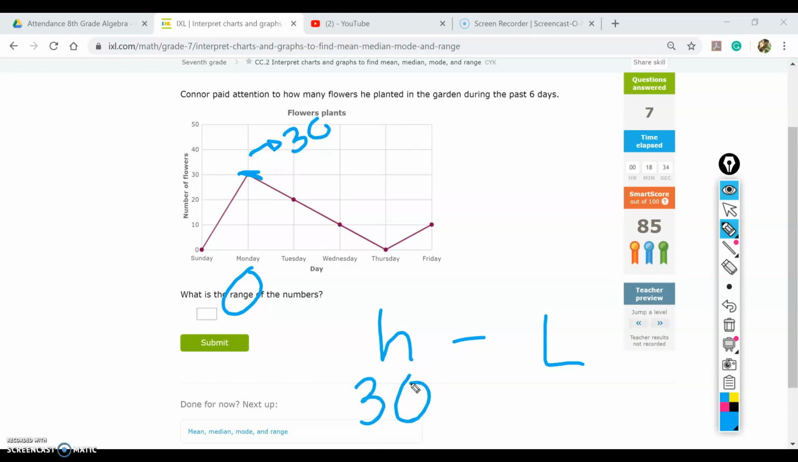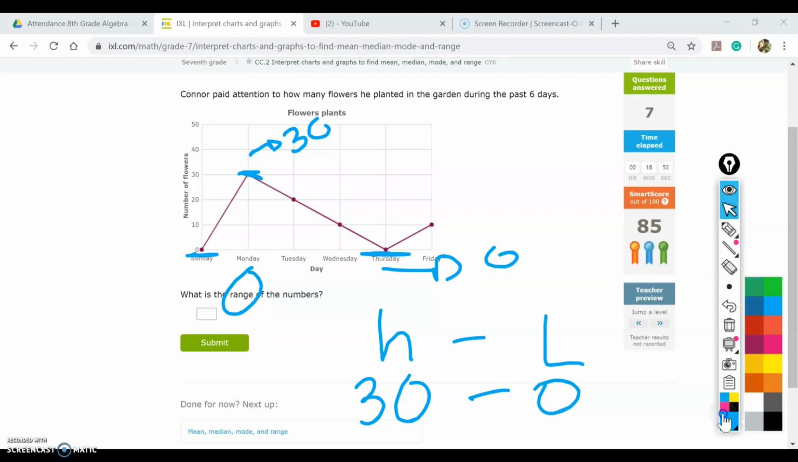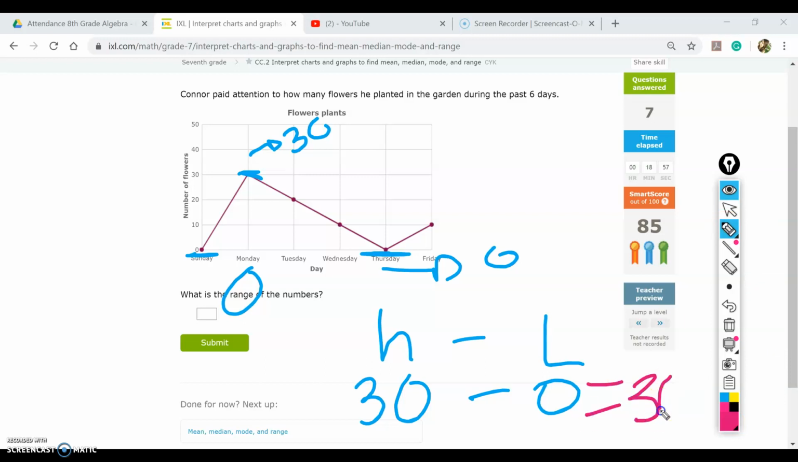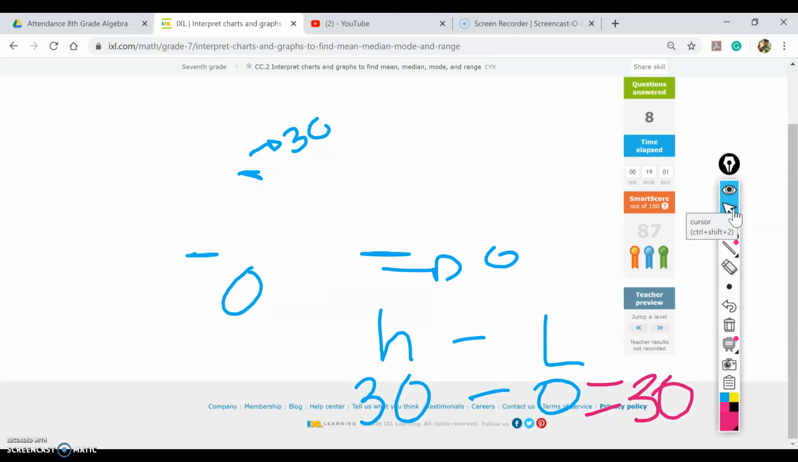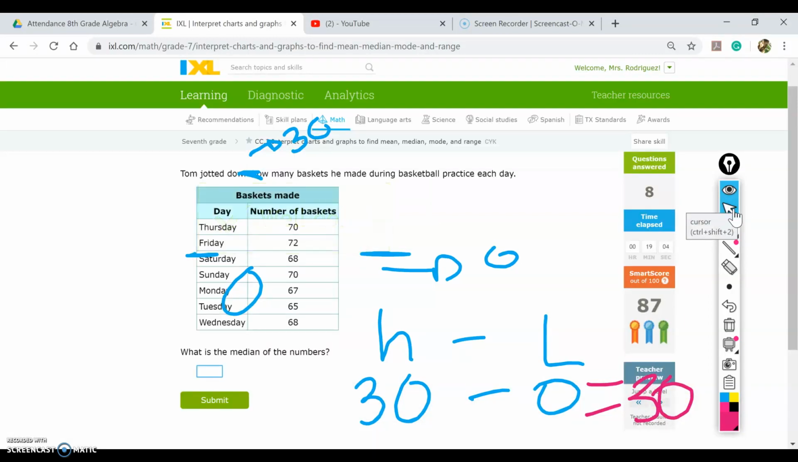Now the lowest number could be either here or here. And if you think about it, what number do you think would go there? Yep, the 0. So 30 minus 0, I know the first thing you're going to say is, oh, it's 0. It's not 0. Do it on your calculator. 30 minus 0 is actually 30. So the range in this case would be 30. Now let's see if that's true. And it is correct. So that's all I'm going to explain about this skill.